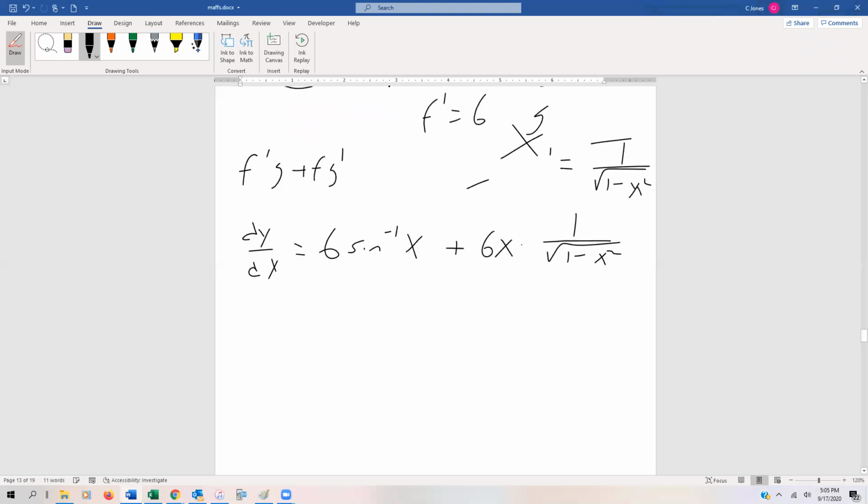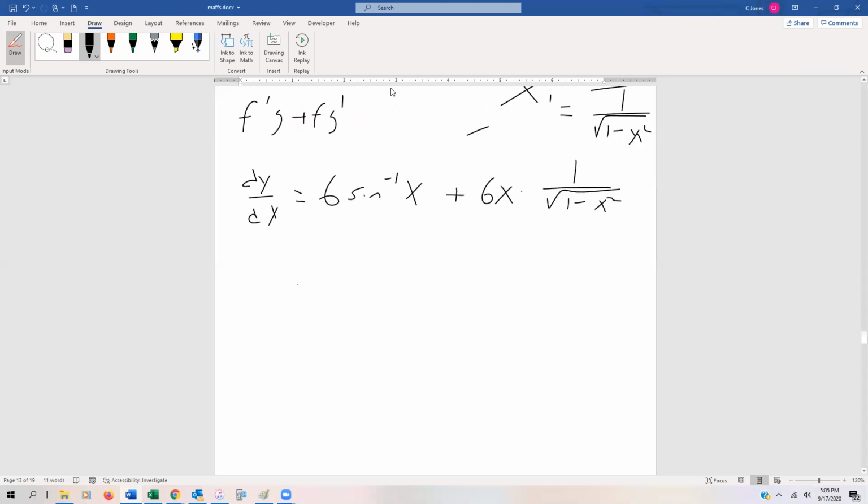Or another way, if you choose to write it as such, is you could factor out a 6, and you could write this as 6 times the quantity of arc sine of x plus x over the square root of 1 minus x squared.